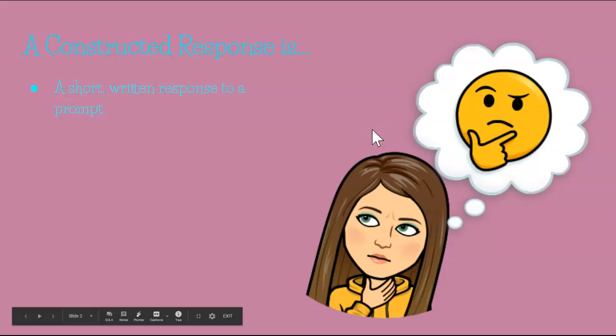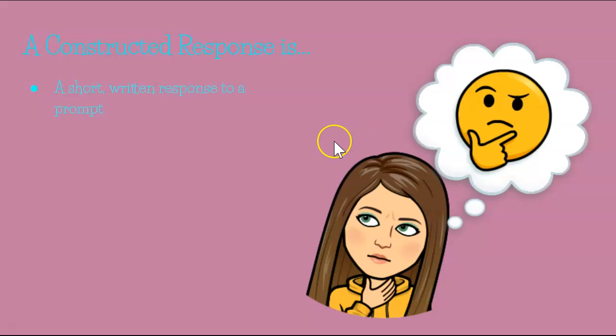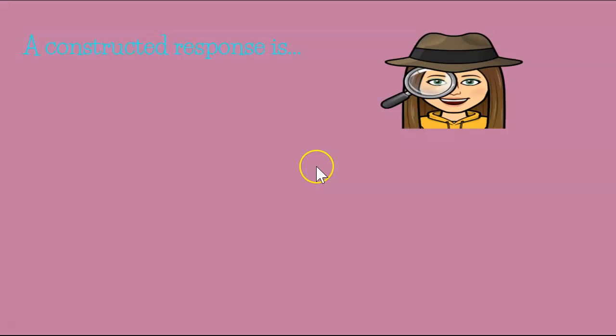A constructed response is a short written response to a prompt or question. The question is open-ended, which means that there could be multiple correct answers. You need to use examples from the text to support your answer in a constructed response. So again, turn to a neighbor and tell them, what did you learn so far about constructed response? Please pause the video to share.